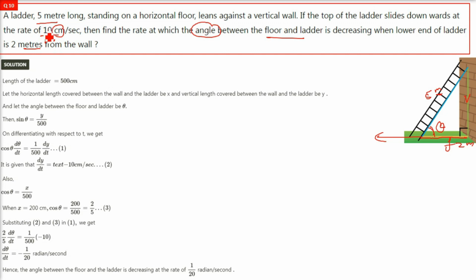But if I convert 10 centimeters, I have to divide it by 100. That will be something like 0.01. I don't want that. So let us change the 5 meters into centimeters. It will be 500. 2 meters is 200. Okay, 500 and 200 we have.